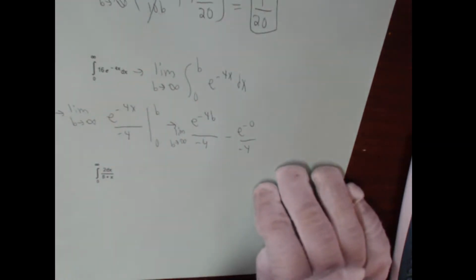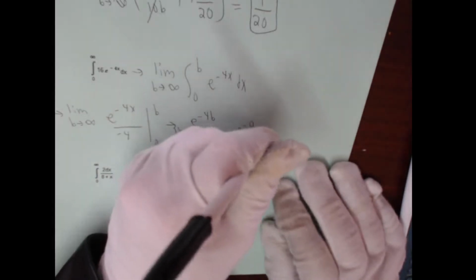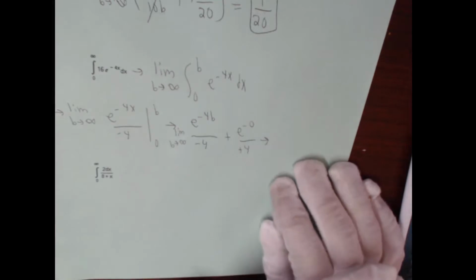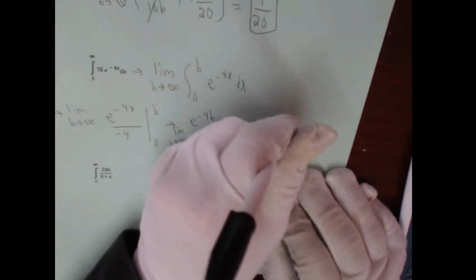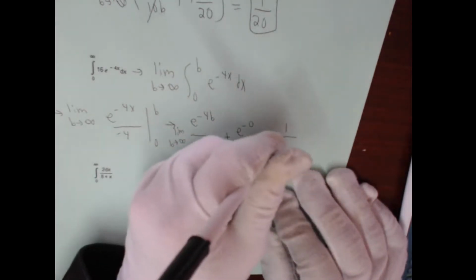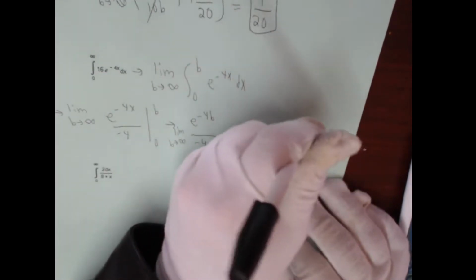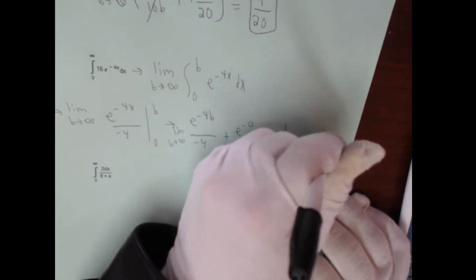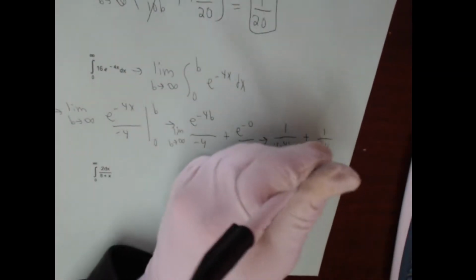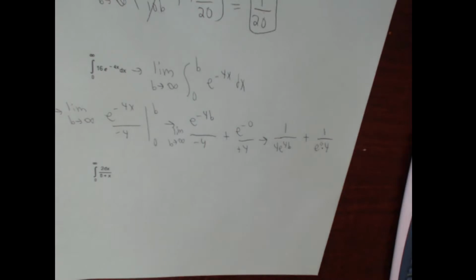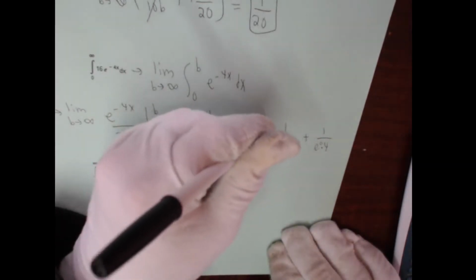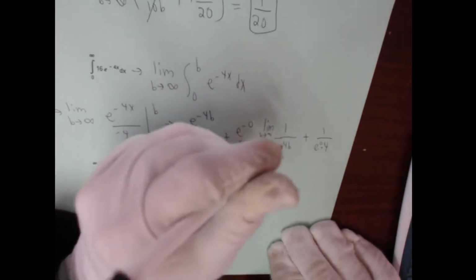Okay. So there we go. Let's see how this works out. I'm going to rewrite this in the following way. These two minuses turn into pluses. So this is going to be 1 over 4e to the 4b with a positive exponent plus 1 over e to the 0, 4 times 4. Okay, so that's me rewriting it. And I again forgot my limit. I always forget it. This limit is applying to everything.